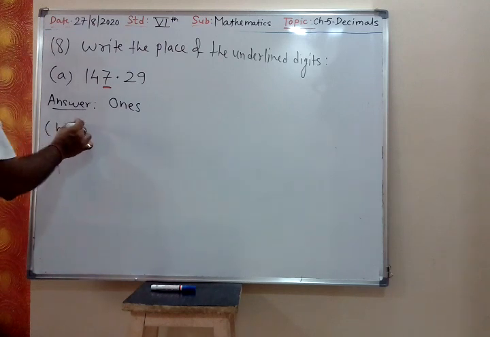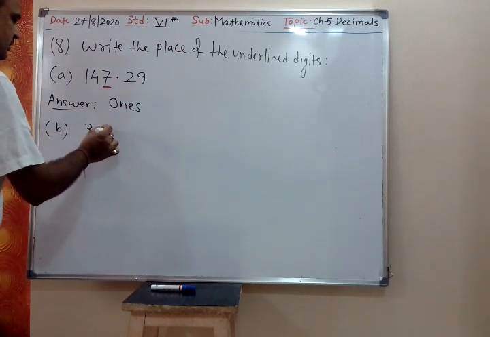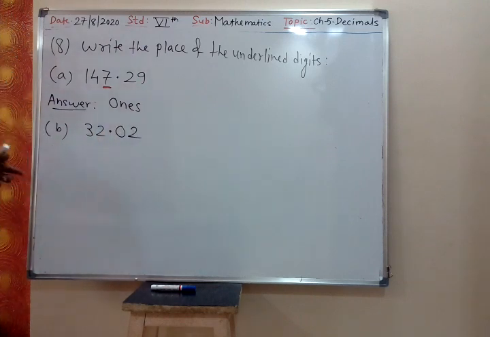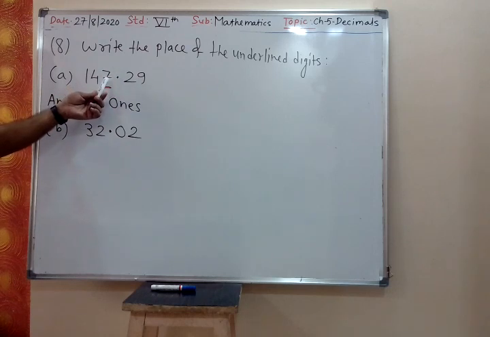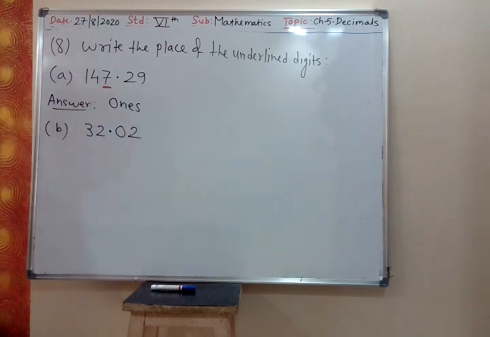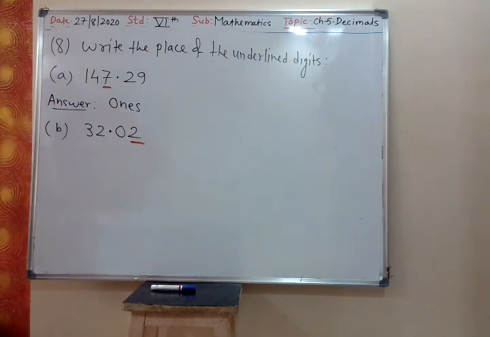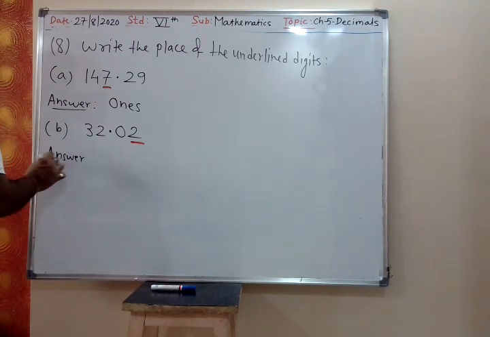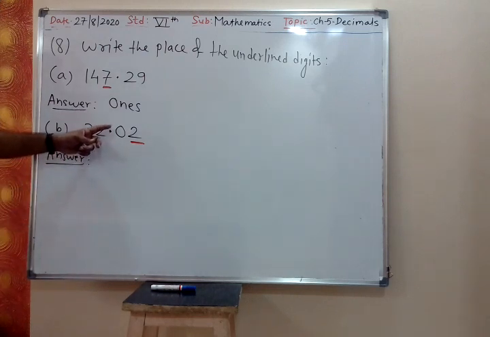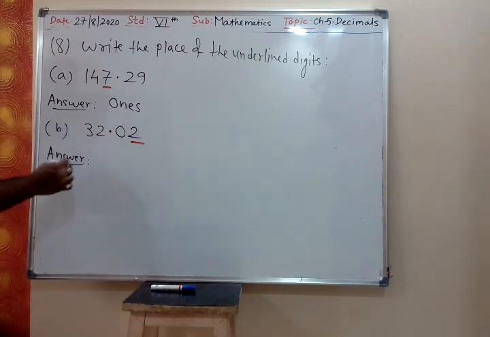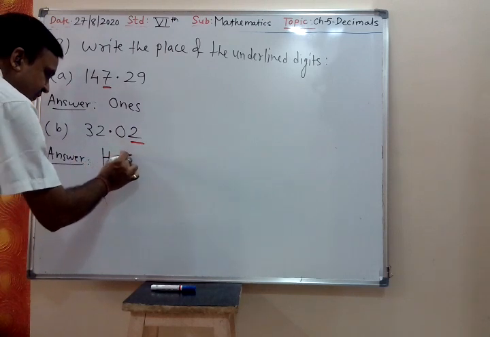B: 32.02. My dear, just now we have seen the place value chart. Before the decimal, the first position is ones. So 7 is at which place? Ones place. 32.02 and the underlined digit is 2. Hundredths. After the decimal the first digit is tenths, the second digit is hundredths. So we write hundredths.